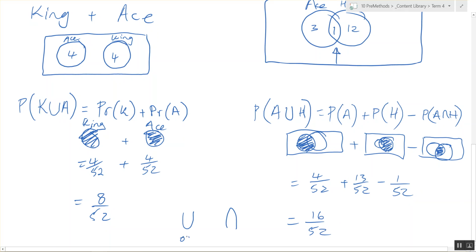Start of the king and the ace. Or are we doing or? Union is or. So it means, union means all of the circles coloured. And means only the intersection coloured. Oh, okay, right. Yeah, because it's and. It has to be an ace and a heart. Yes. Yep. Where or is ace or a heart.